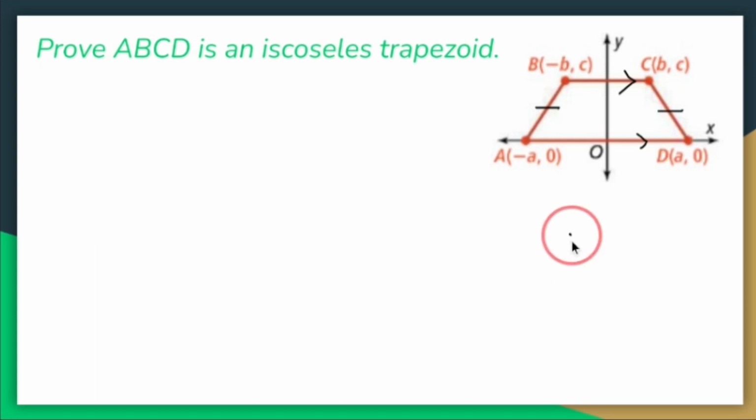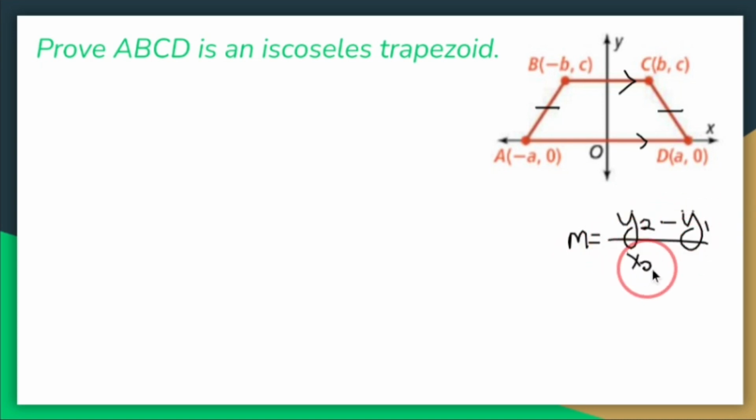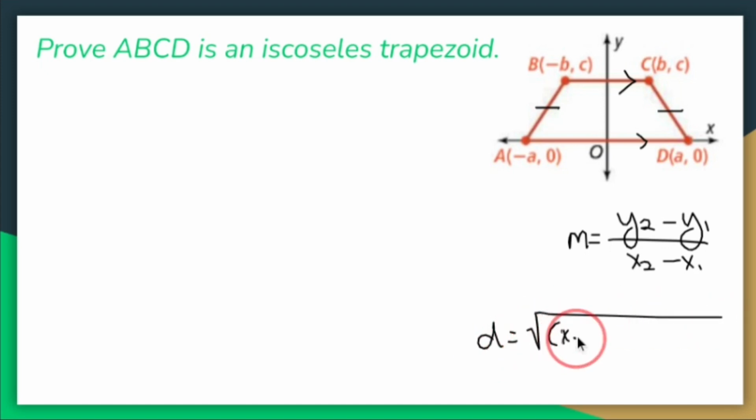Let's write out a few friendly reminders. The slope formula: y sub 2 minus y sub 1 over x sub 2 minus x sub 1. That's going to come in handy for the whole parallel thing. The distance formula is a big square root of x sub 2 minus x sub 1 squared plus y sub 2 minus y sub 1 squared.